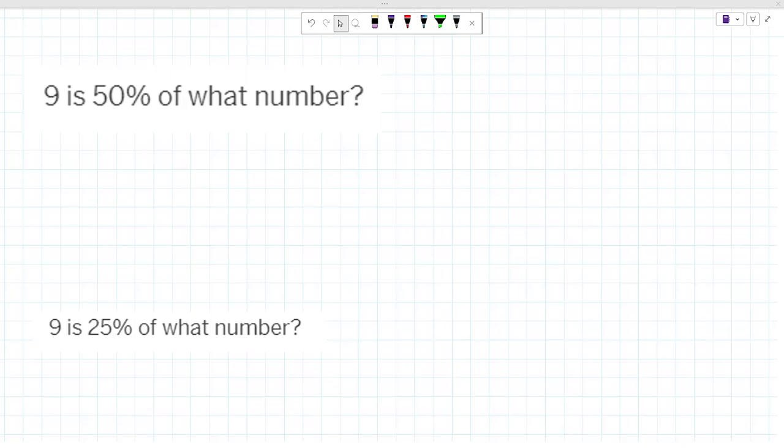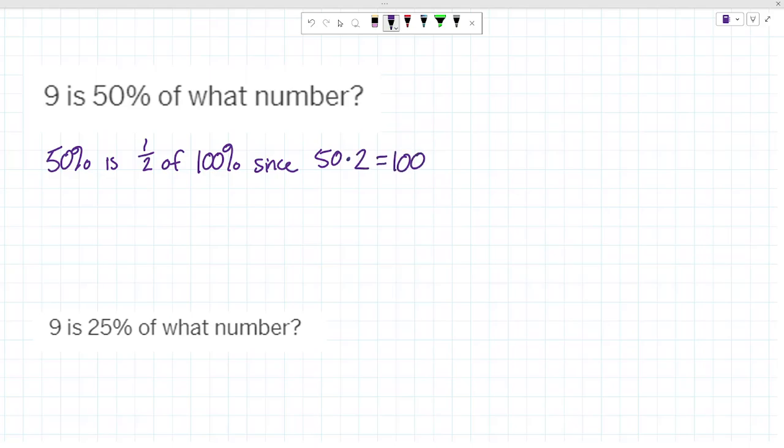So 50% of a number in general, what is that? Because there are two groups of 50% and 100%, so 50% is half of 100%, since 50 times 2 equals 100. So really what this question is saying is 9 is half of what number?